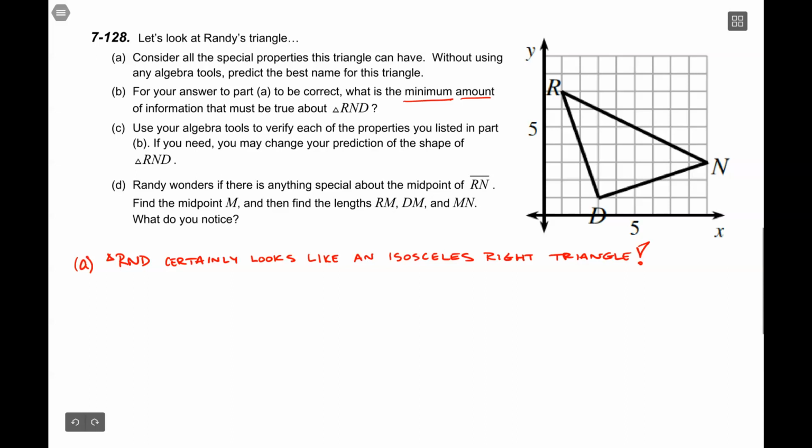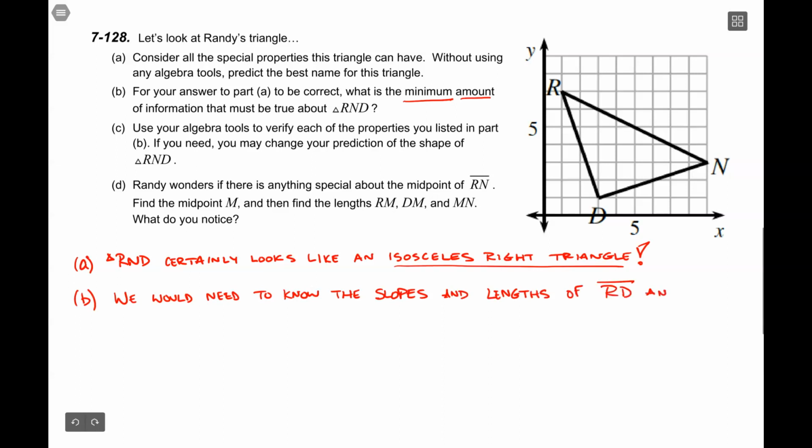Part B, we're asked to think about our answer for part A and answer what is the minimum amount of information that must be true about triangle RND. So what we need to know to prove that it's an isosceles right triangle, we would need the following. Folks, we would need to know the slopes and lengths of segments RD and DN. The slopes will give us information about perpendicular. Why do we need information about perpendicular? That relationship will give us a right triangle. And then the lengths will give us the congruent segments, which gives us an isosceles triangle.